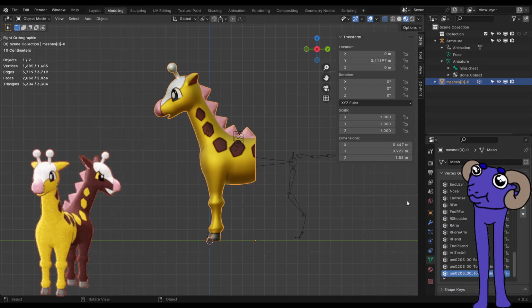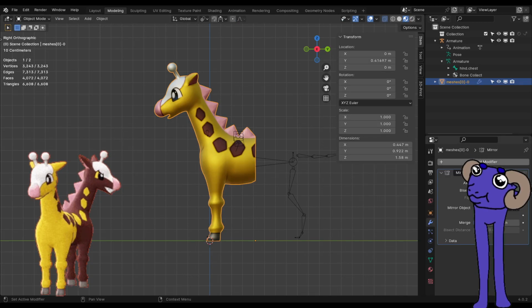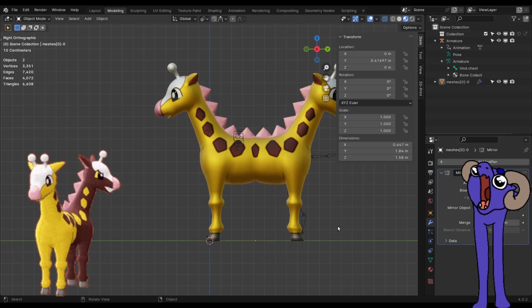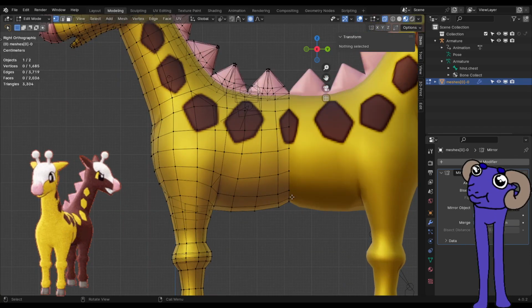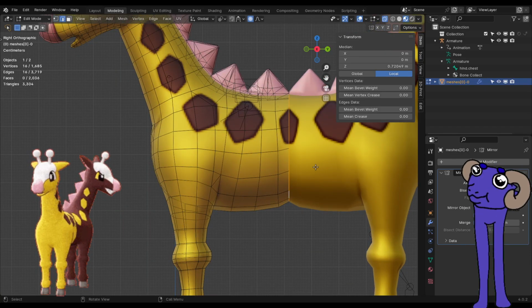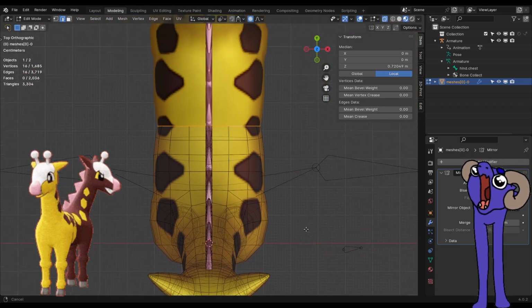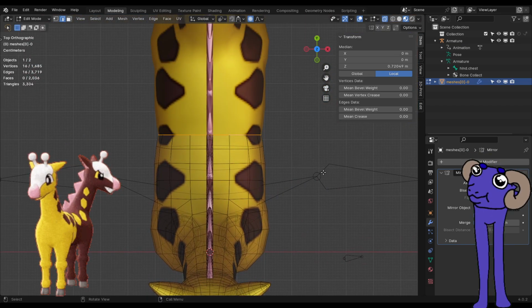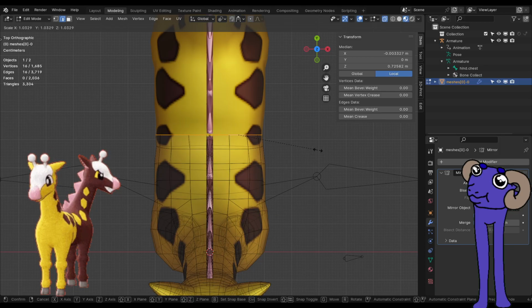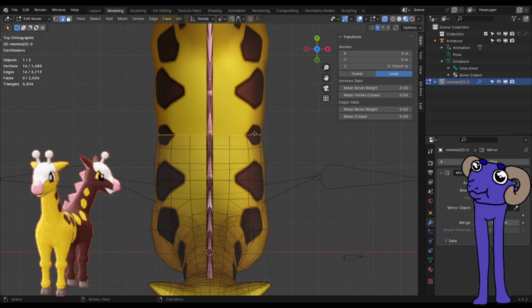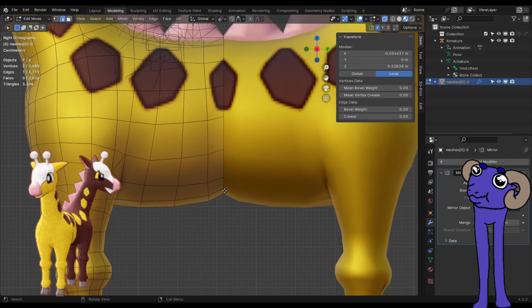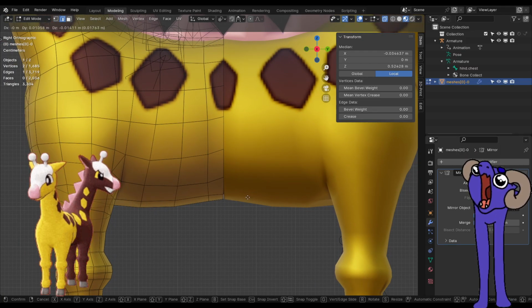Sure. Okay, so you need a mirror constraint. And we need to be mirroring on the x-axis. And we want clipping turned on. Symmetrize this. How much does that work? Very much working, yes.